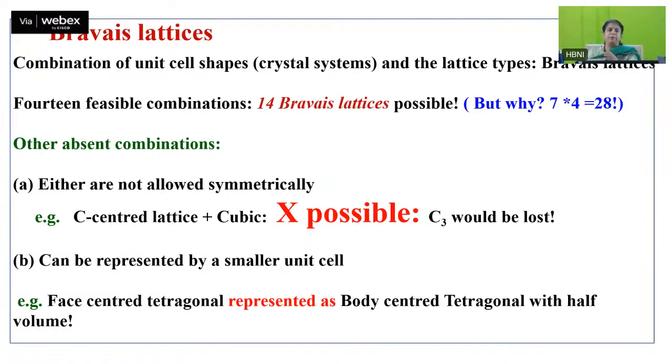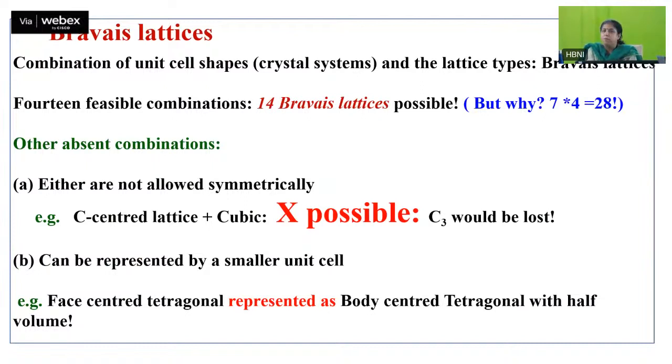I'll give you an example. For example, you consider your cube, okay? You consider your dice. And now you consider the C-centered lattice. Your crystal system is cubic. Your lattice, I'm saying, is C-centered, and consider this particular combination. Now your cube has got a lattice point on the opposite faces along the C direction, okay? Now, this combination is not possible.